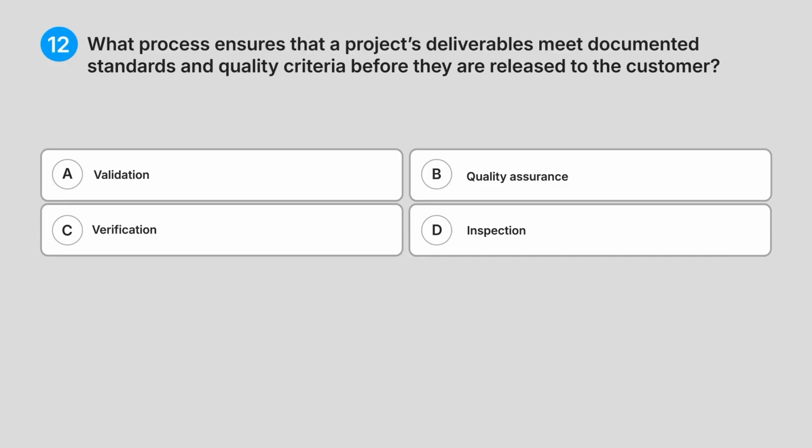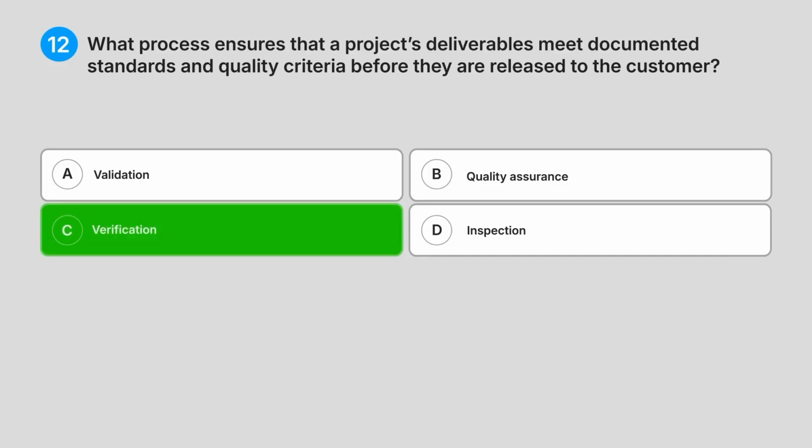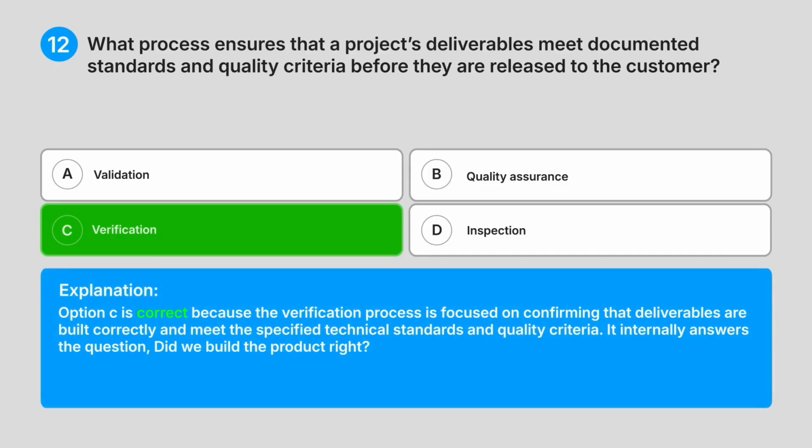Correct answer, C. Verification. Explanation. Option C is correct because the verification process is focused on confirming that deliverables are built correctly and meet the specified technical standards and quality criteria. It internally answers the question, did we build the product right?